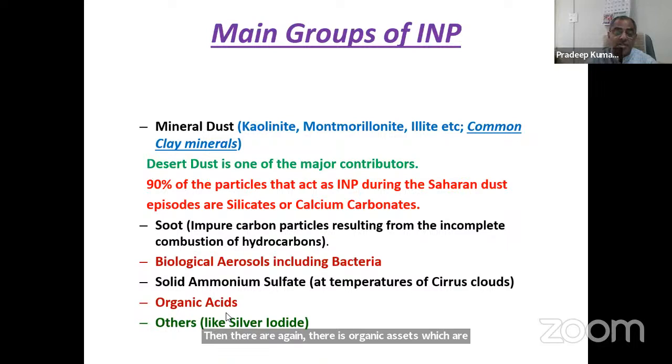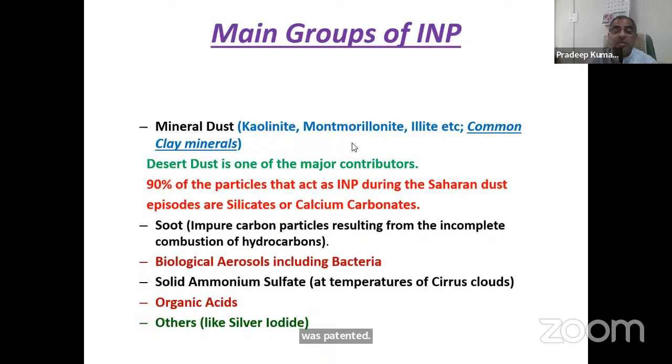And then there are others like silver iodide. This is a patented one, because silver iodide is used for artificial rain making for cold clouds. This was patented sometime in 1947 by Vonnegut.